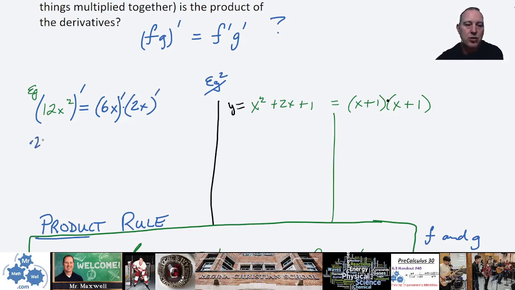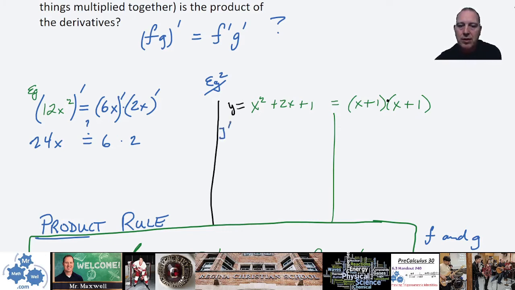The power rule says this is 24x. Now let's see if the derivative of 6x times 2x comes about by just taking the derivative of each factor and multiplying them. The derivative of 6x is 6. The derivative of 2x is 2. So 24x definitely does not equal 12. So that doesn't work.